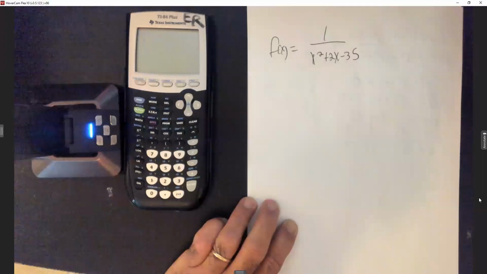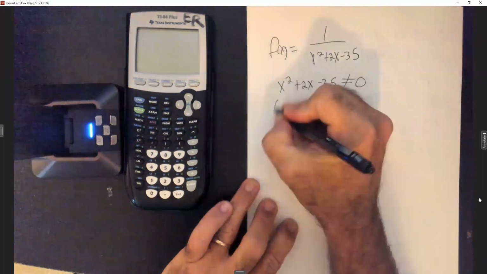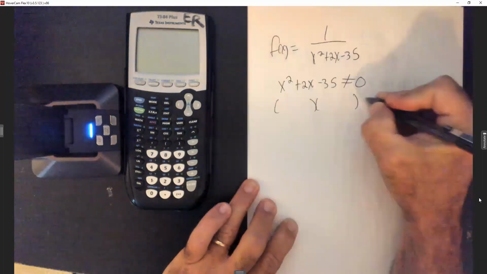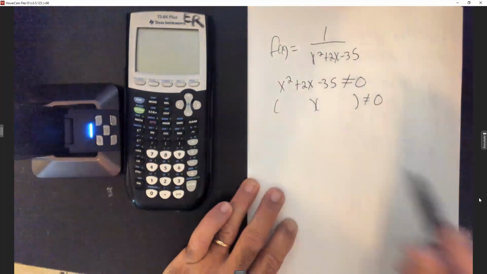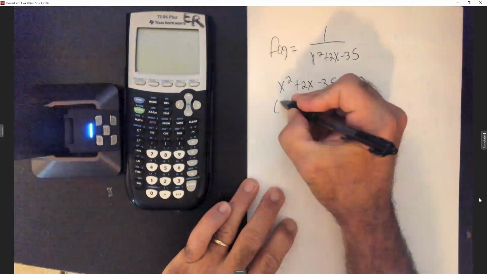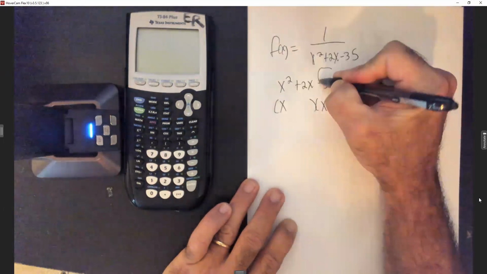Same thing, y'all, to solve this one, take that bottom and set it not equal to 0. This one I'm going to factor again, but you can use the quadratic formula if you like doing that. So I got an x squared, that'd be an x and an x. Anytime the last number is negative, you got one positive and one negative.